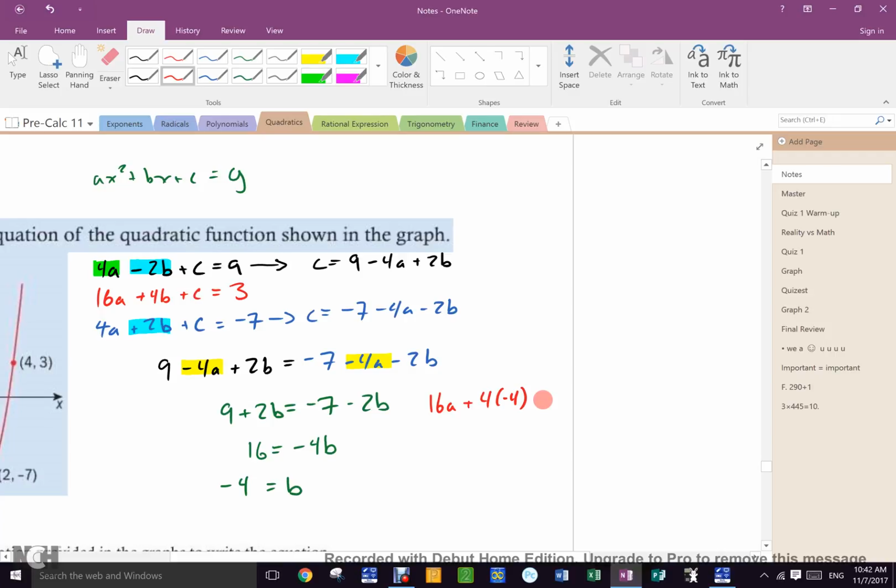As soon as I put a C there, what do I have? 2 letters. Is that allowed? It isn't. But don't I know what C is? So what would I put here? I can't write C because that's the second letter, but what can I write there? 9 minus 4a plus 2b. I know what b is. What's b?